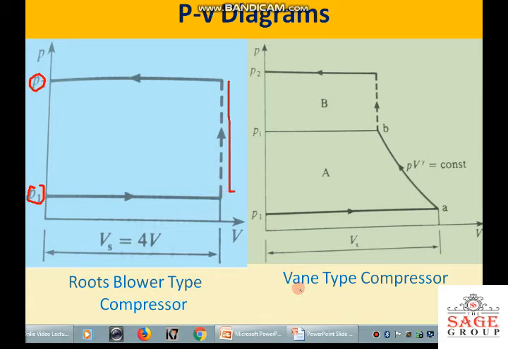But in case of the vane type of compressor, there is a difference. First, the compression will take place as per the law PV^γ equals constant, which is isentropic. Then there is the irreversible mixing of the air from the receiver, and the compression will be the constant volume compression, similar to the roots blower type of compression.